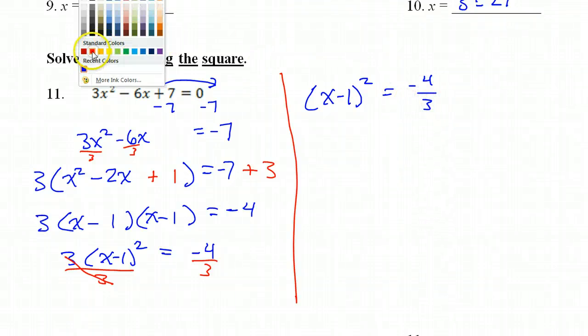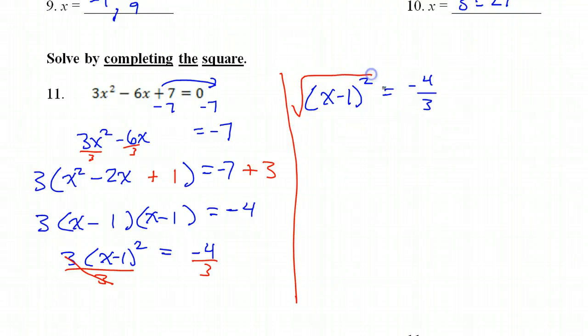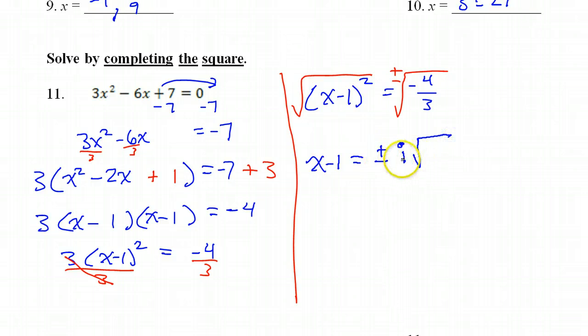Now I can take the square root of both sides. Okay, but not until now. Do not forget plus or minus anytime you take the square root of both sides. Now that will give me x minus 1 equals plus or minus. Now once again we have this negative under the radical. And I told you to bring that out as an i. Okay, so plus or minus i over radical 4 over 3.